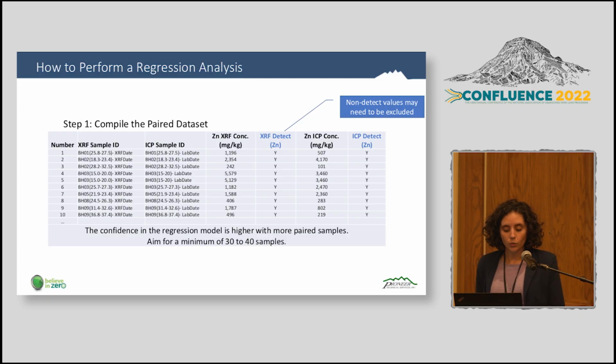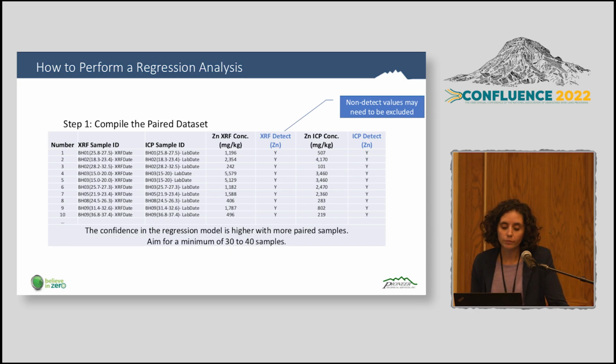So the confidence in your regression model is going to be higher with more paired samples. You want to aim for a minimum of 30 to 40 paired samples, but the more you can get, the better it's going to be. So you can use that to predict. It also will narrow those confidence bands a little bit if you have more data. And yeah, it just makes everything better in the long run, the more samples you have.